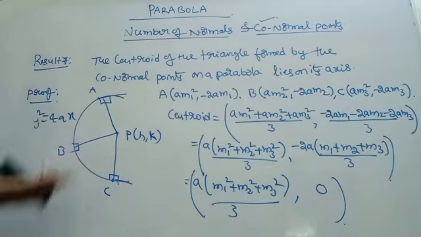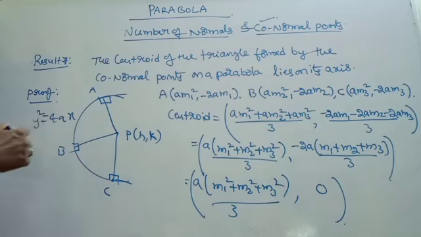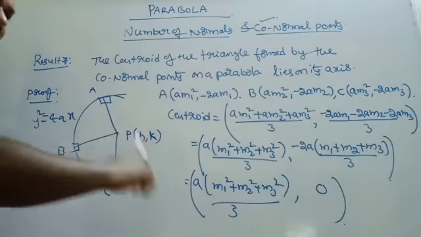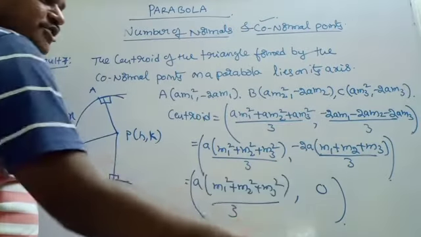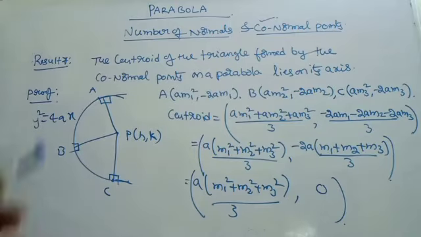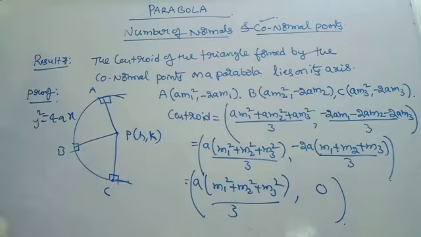Therefore we have proved this result nicely. For this parabola the axis is nothing but the x-axis, and if any point lies on the x-axis, its y coordinate becomes 0. That means we got the same thing, the y coordinate becomes 0. Therefore it is lying on the axis of the parabola y square is equal to 4ax, right? Hence the proof.